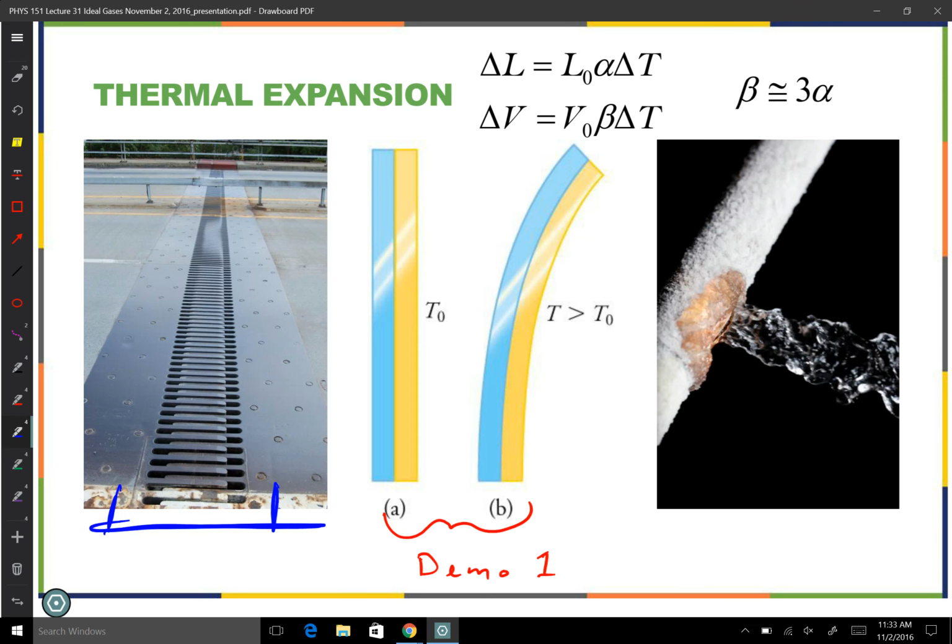Kelvin or Celsius. If it's a change, I can use either one. It's going to be the same answer. For change in volume, it's essentially the same equation except you replace alpha with beta. And beta is approximately equal to 3 alpha. It's actually easy to work out why that's the case.